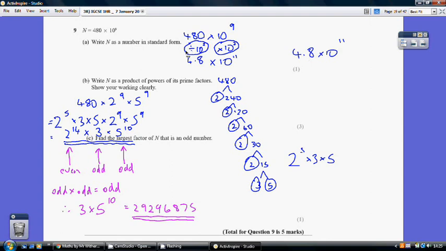Now, we can't change the number overall, so to offset this, we're going to do the opposite. We're going to multiply this by 10 squared. Now, when we multiply, we add the powers. 9 add 2 equals 11. So 4.8 times 10 to the 11.